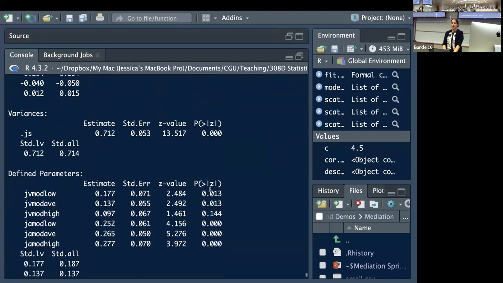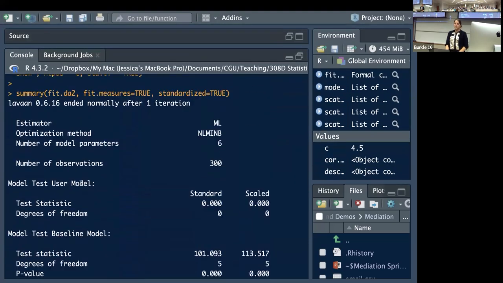All right, let's start with model fit. Model test user model. That's your model. It's got no chi-square and no degrees of freedom. Why? It's just identified, right? We have 21 pieces of information. We're estimating 21 things. So we don't get a chi-square. If we don't get a chi-square, we don't get anything else, right?